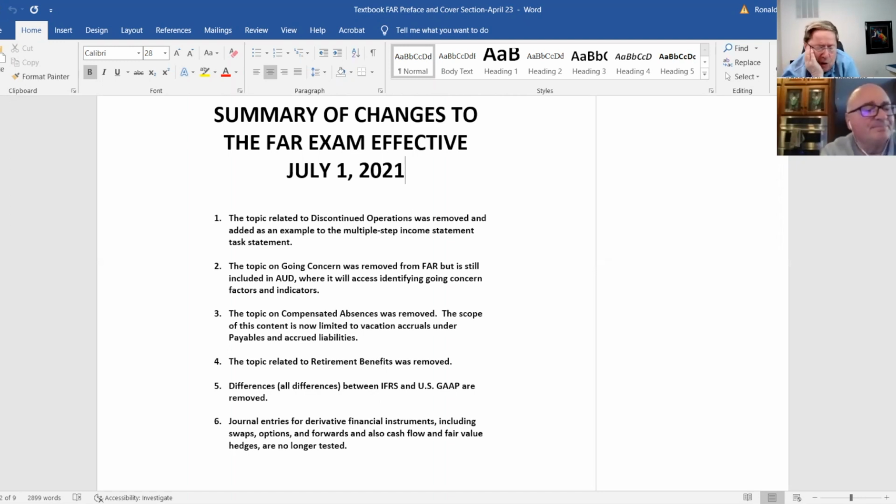All right, now also, number 6, and the last one: journal entries for derivative financial instruments, including swaps, options, and forwards, and also cash flow and fair value hedges are no longer tested, okay? Hey, that was a tough area, derivatives. Very tough. Yeah, and usually people who get that more than we do are finance majors, right?